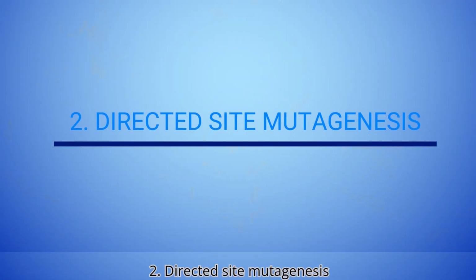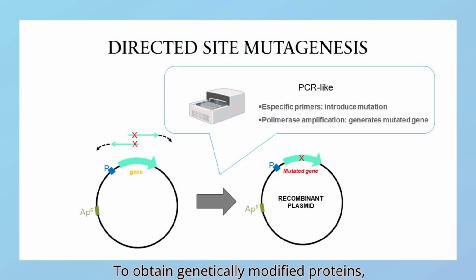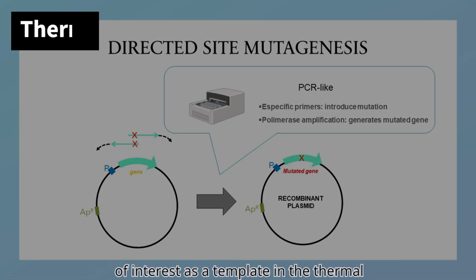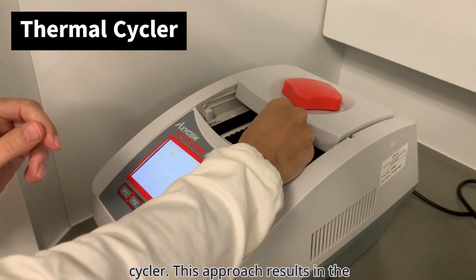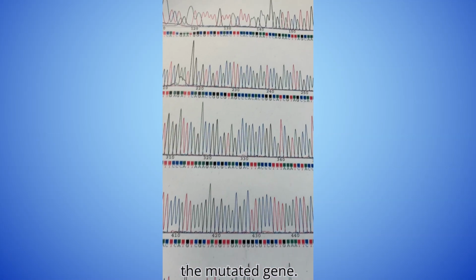2. Directed site mutagenesis. To obtain genetically modified proteins, we use a thermal cycler to amplify the gene of interest with primers designed to introduce specific mutations. These primers, extended by a polymerase, facilitate the creation of a construct containing the gene with the desired changes. The process involves performing an amplification reaction using the gene of interest as a template in the thermal cycler. This approach results in the generation of the desired construct with the mutated gene.